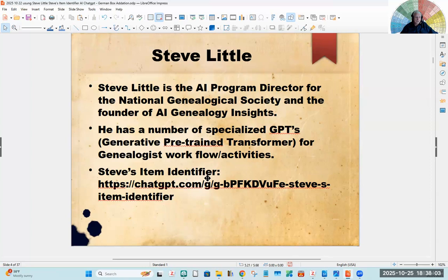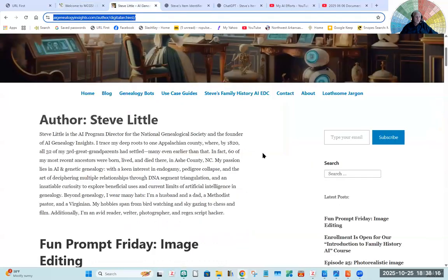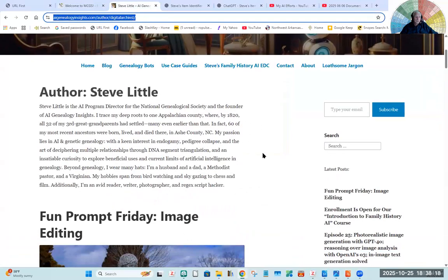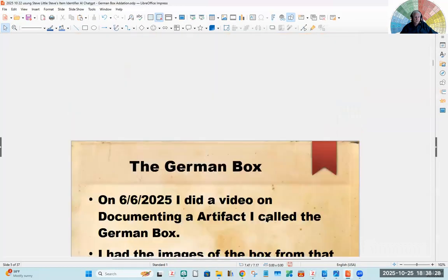The one we're going to use today is the item identifier. This will also be in the attachment, so you can download a hard link from it. If you want to know more about Steve, here's a pretty good article about him. I thought it was very, very good, so I took and did that. Okay, so let's get into the identifying program.